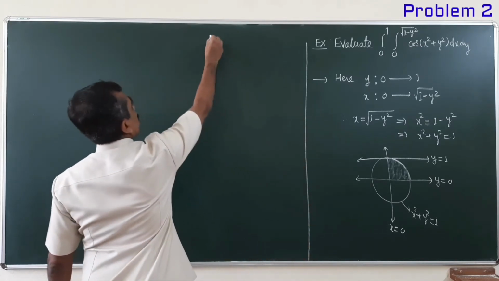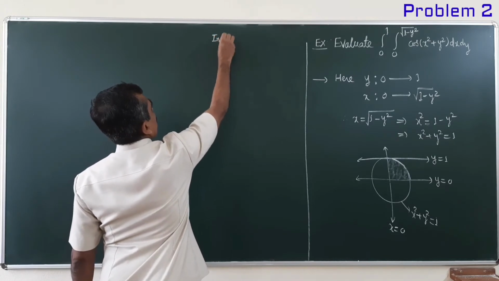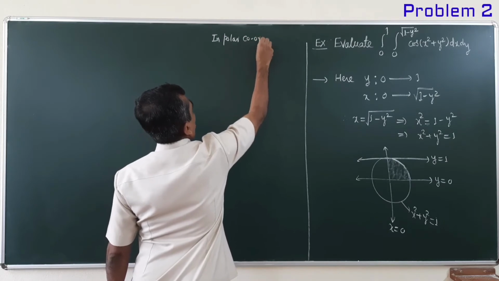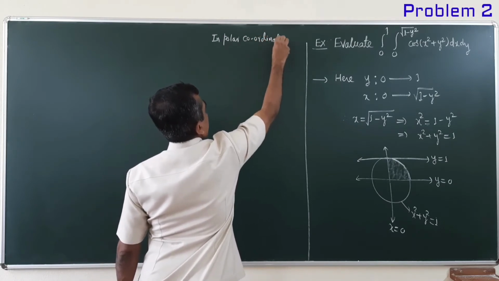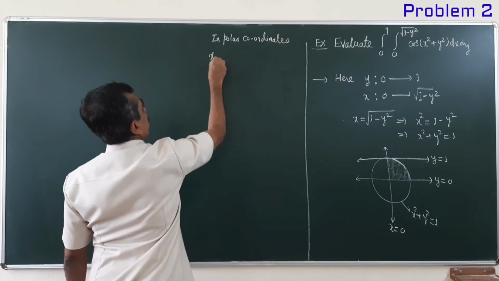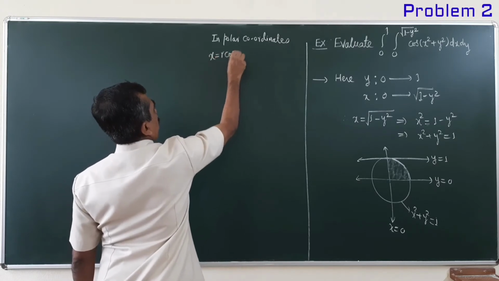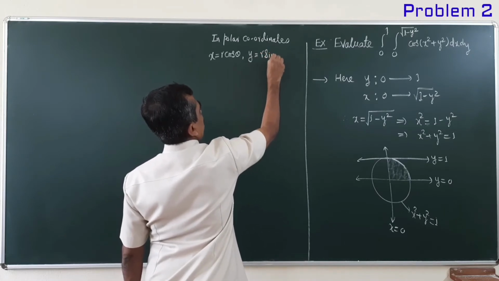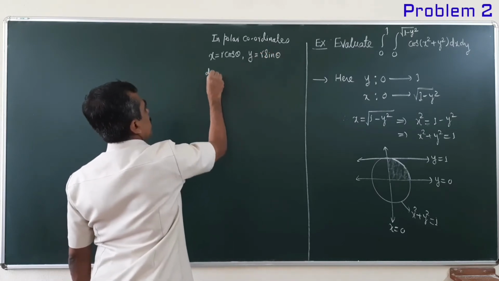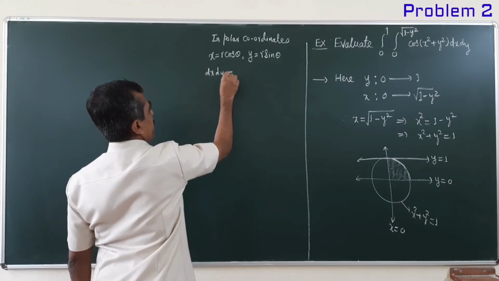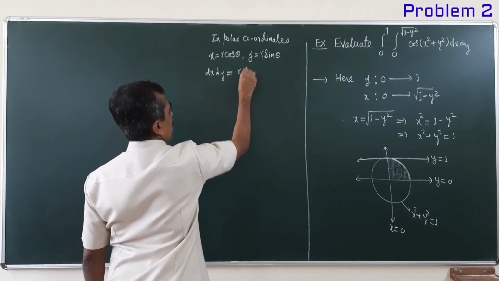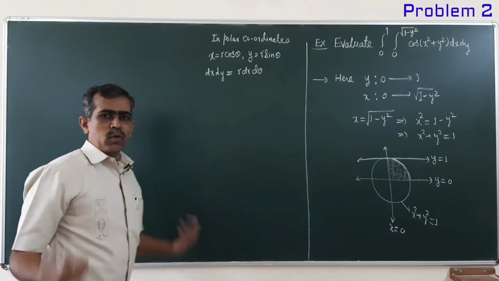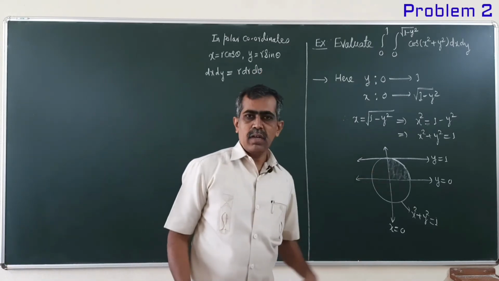So first of all, we will go to polar coordinates. In polar coordinates, x is r cos theta, y is r sin theta, and this area element dx dy is the same as r dr d theta. Now we want to find what are the limits of r and what are the limits of theta.